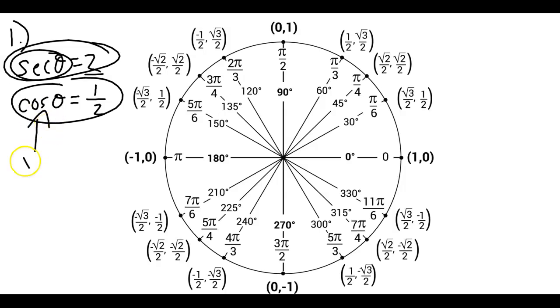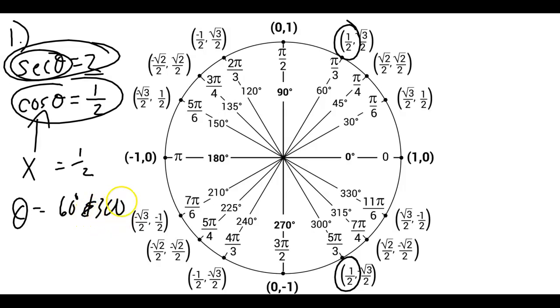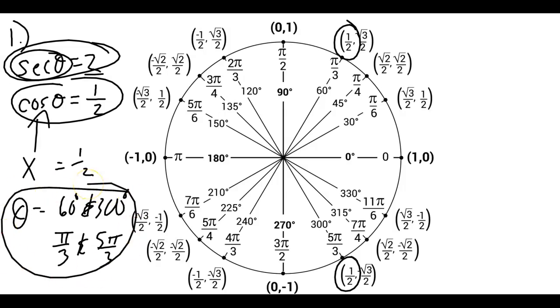So now I'm looking for where does x equal a half? Well, let's go ahead and find it. I see one right here, and I see one right here. And so the answer to number 1 in degrees will be 60 degrees and 300 degrees. Or in radians, it would be pi over 3 and 5 pi over 3. Okay, there's our answer to number 1.